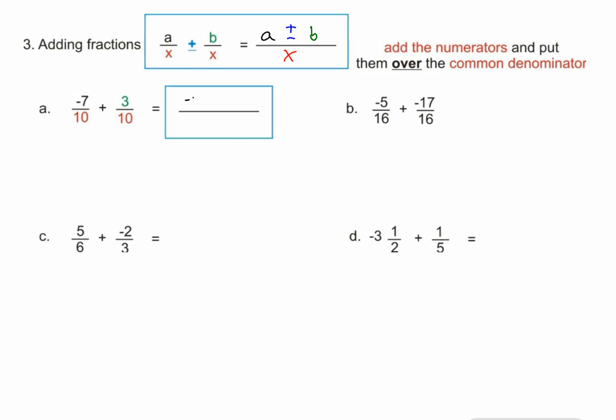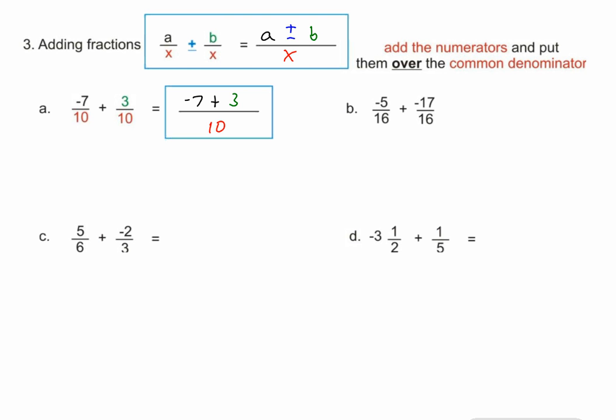So what would be the rule step? The -7 plus the 3 in the numerator, right? Over that common denominator of 10. Does that make sense? That's called a rule step because you're showing adding the numerators over the common denominator.